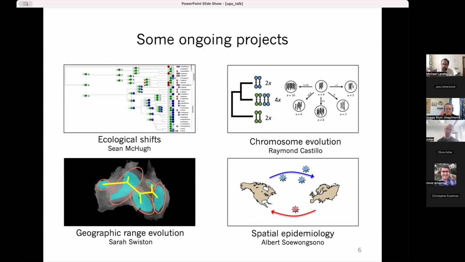As Guppy mentioned, my background is in phylogenetics, and I mostly actually work on the macroevolutionary time scale, and I'm interested in things like how do plants adapt to different temperature regimes, or where did species live in the past at the continental scale. But what I'll be talking about today is mostly focused on epidemiology for various reasons.